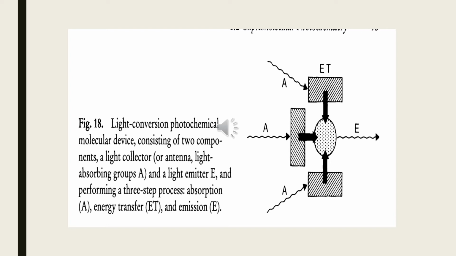As I mentioned earlier, a device operates in a three-step mode, that is absorption, energy transfer, emission, as shown in this figure. A light conversion photochemical molecular device consisting of two components: a light collector, that is the antenna, light absorbing groups A, and a light emitter E, and performing a three-step process: absorption by A, energy transfer by ET, and emission E.